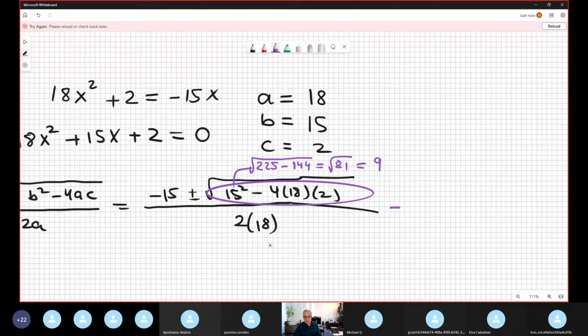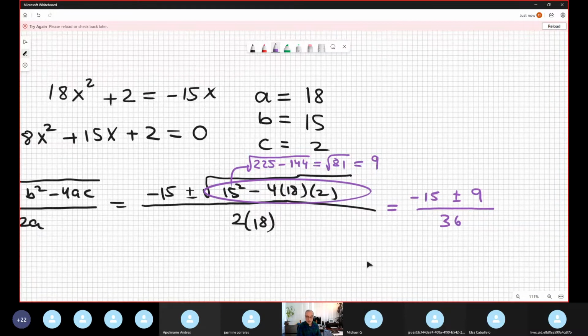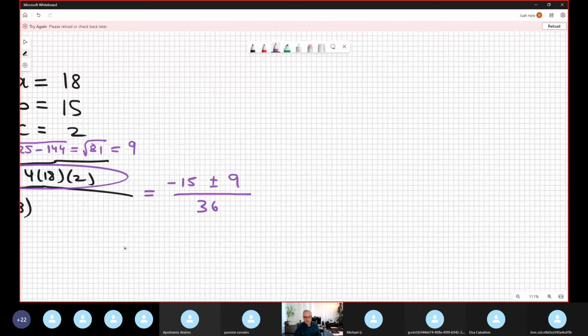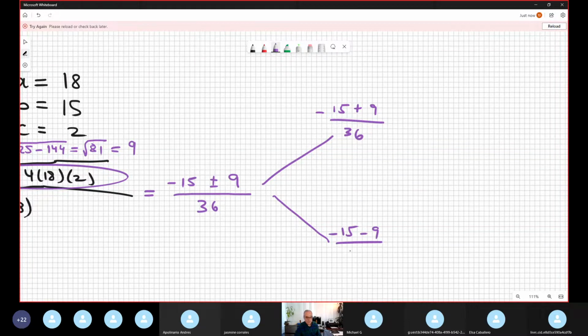So now the organization, guys, this is important. Negative 15 plus or minus 9 divided by 36. 36 comes from 18 times 2. Now in this moment, I separate in two pieces: negative 15 plus 9 over 36 and negative 15 minus 9 over 36. Negative 15 plus 9 is minus 6 over 36, reduced to lowest terms is negative 1 over 6.